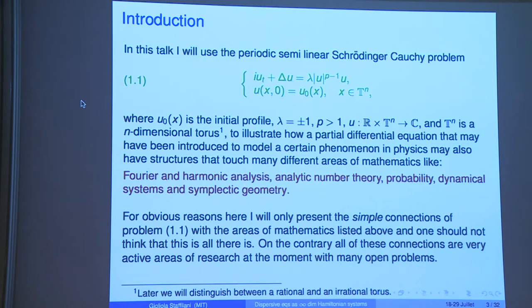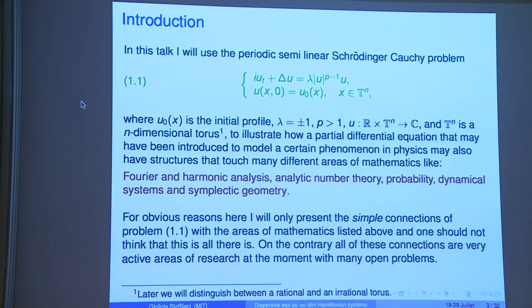What I wanted you to pay attention to is the fact that most of the questions that I will address are in the periodic case. In other words, my x is in the torus of dimension n. Now, there is an important point that I want to make, which is linked with this torus, and I will stress more later. We talk about tori that are rational or irrational. Just let me say from the beginning, I will go back to this later.